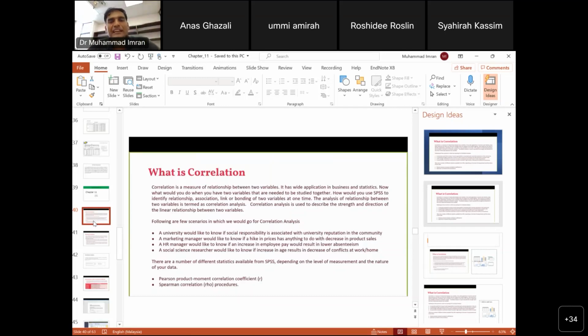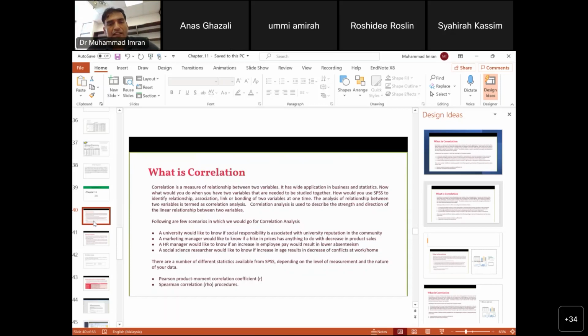Another one: a marketing manager would like to know if a hike in price has anything to do with a decrease in product sales. So the hike in prices is our IV, product sale is our DV. Another example: an HR manager would like to know if an increase in employee pay, our IV, would result in lower absenteeism, the DV. The last example: a social science researcher would like to know if an increase in age results in decreased conflict at work or at home.